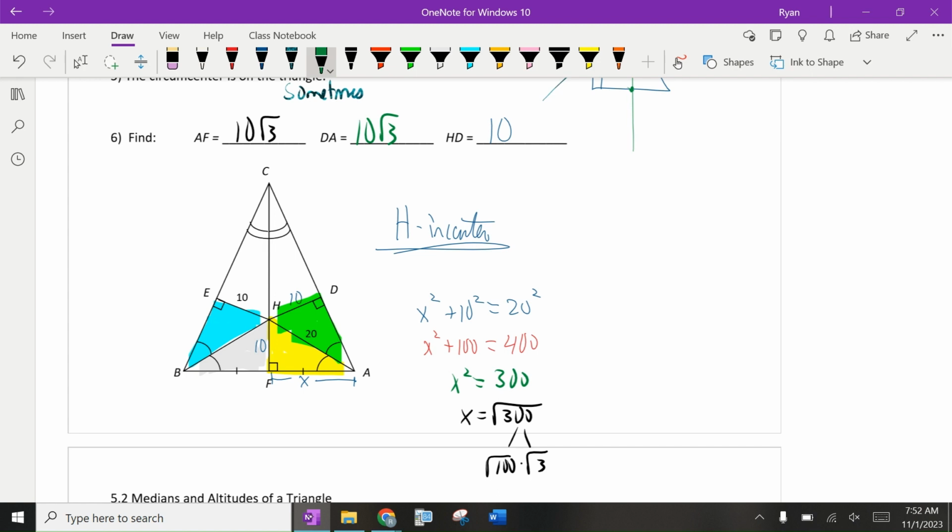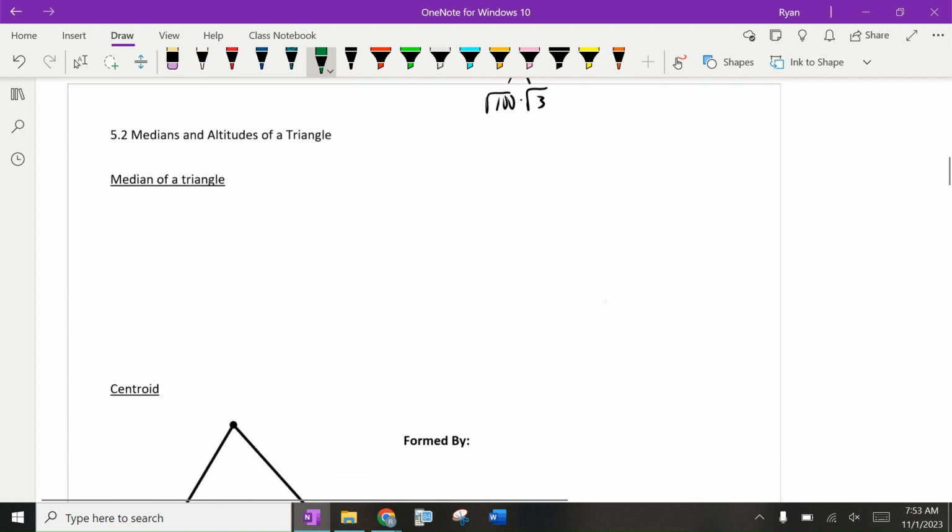Again, plenty of information, whether it's angle, angle, side. We could use hypotenuse leg because these legs are congruent. They share the hypotenuse. The green and yellow triangles are definitely congruent, so AD is the same thing. So a little bit of review from yesterday with the incenter and then talking about the circumcenter as well.